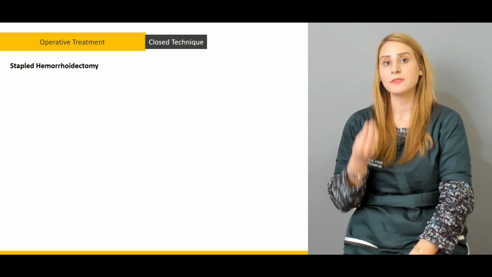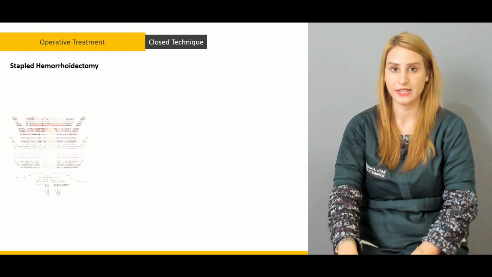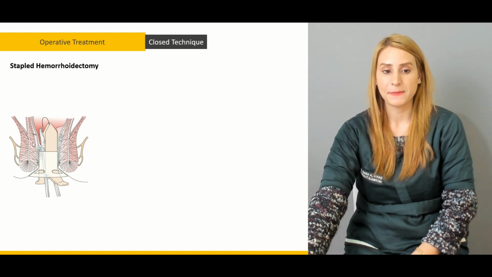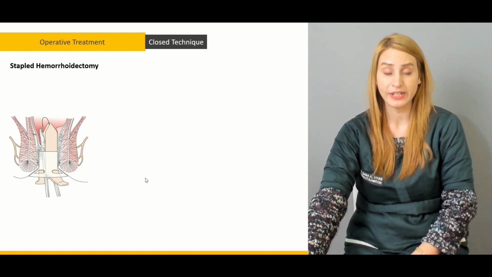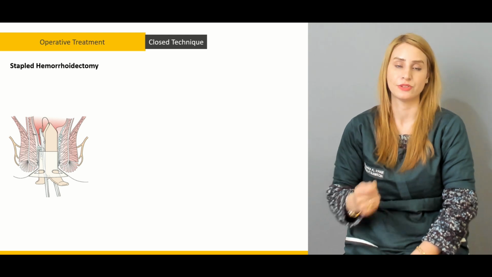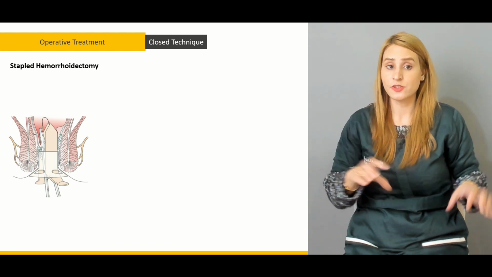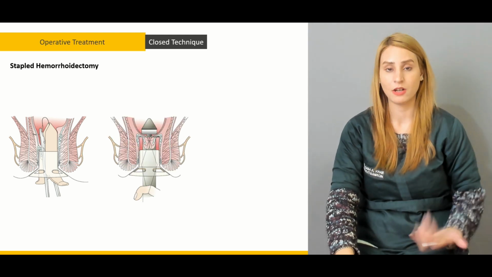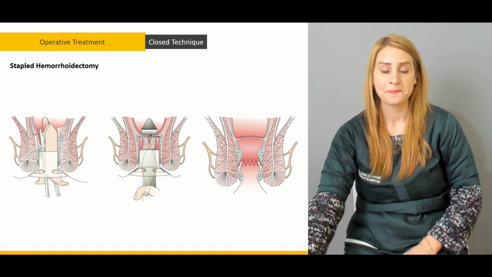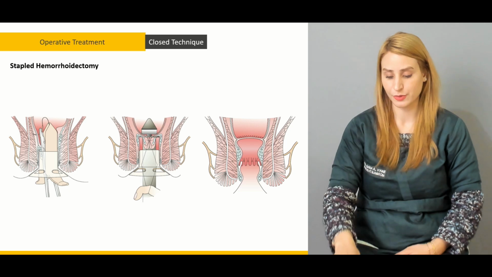It uses a special stapler, and it's becoming more common in use with the passage of time and with more techniques. What you do is a preservation of the normal anal cushions, right? In conventional hemorrhoidectomy, either open or closed, you do not preserve the normal anal cushions, okay? But in stapled hemorrhoidectomy, you try to preserve the normal anal cushions. This is the stapler, and you insert it, go in, staple the base, and preserve the normal anal cushion.